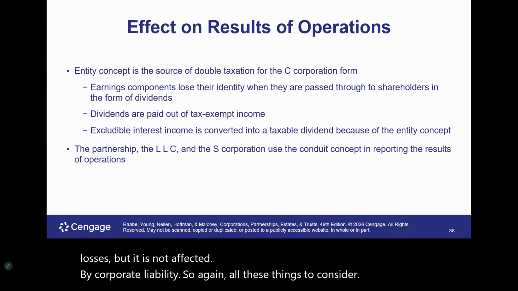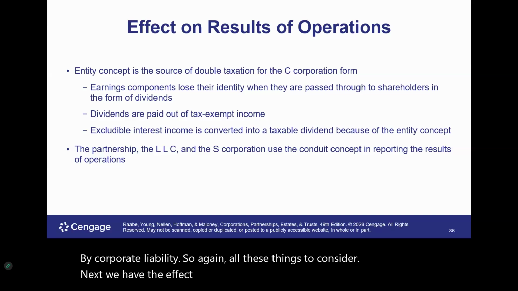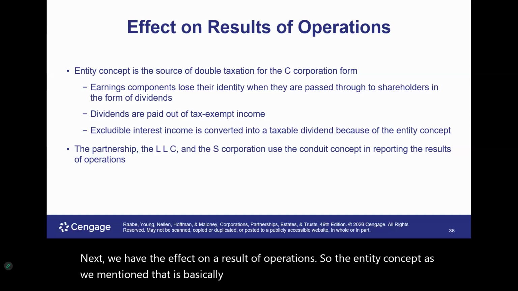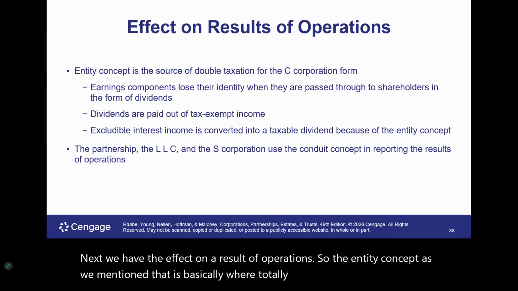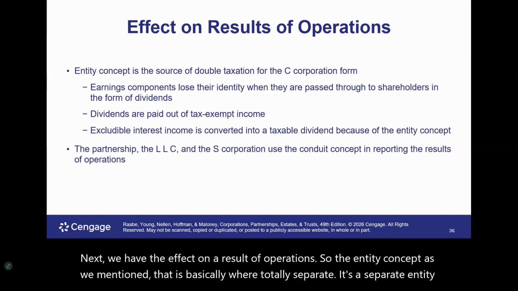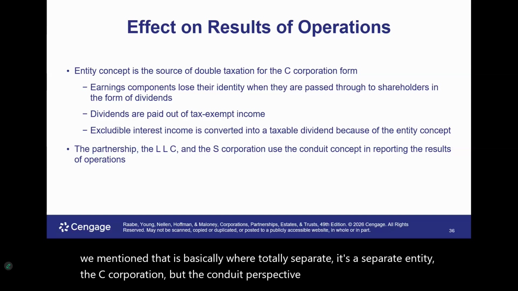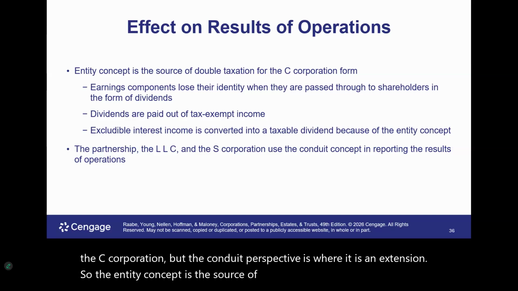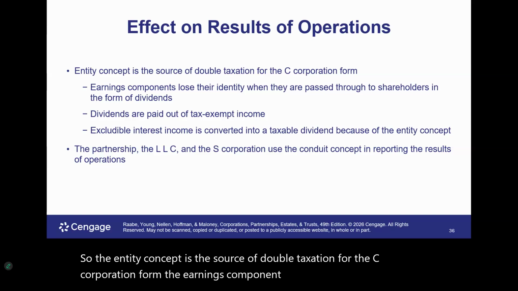Next, we have the effect on the result of operations. The entity concept, as we mentioned, is where the C corporation is totally separate, a separate entity, but the conduit perspective is where it is an extension. So the entity concept is the source of double taxation for the C corporation form. The earnings lose their identity when they're passed through to shareholders in the form of dividends.